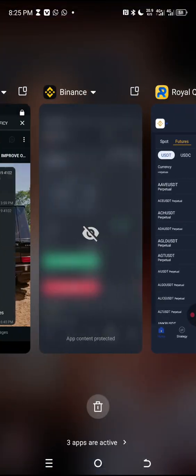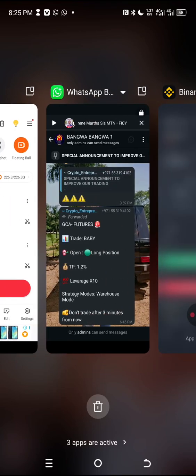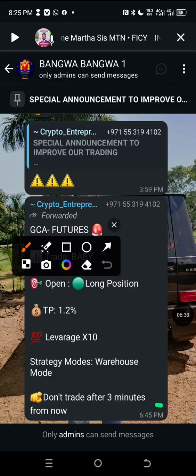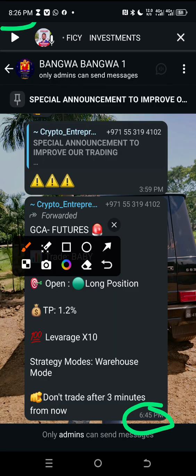Okay. So our signal here was baby. Make sure whenever you are entering a signal, you look at the time here. Right now it is 8:26. There is no way I can enter this coin, because it is almost 2 hours past when it was sent. So make sure you compare the time on your screen and the time when the signal was sent.